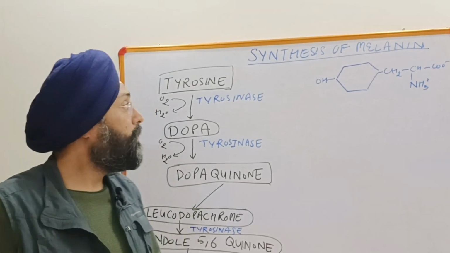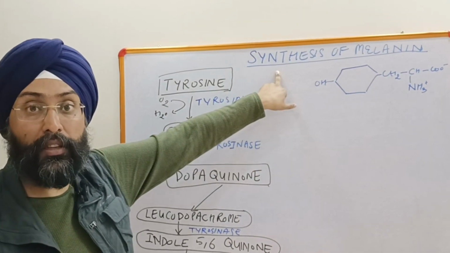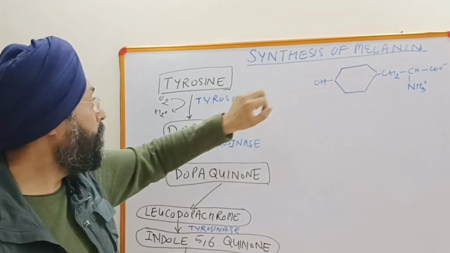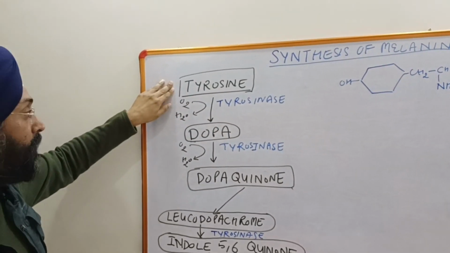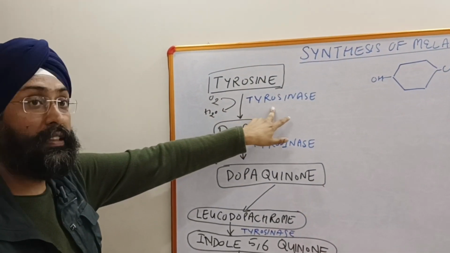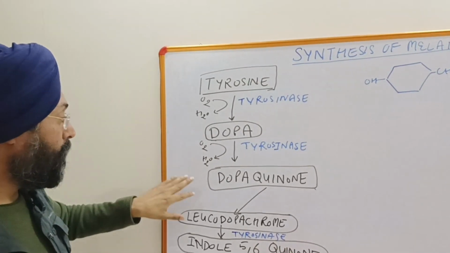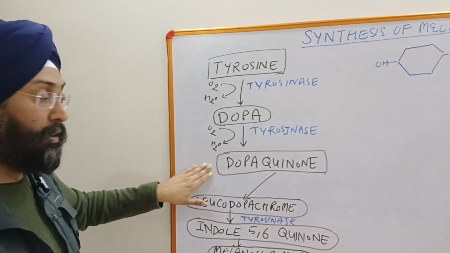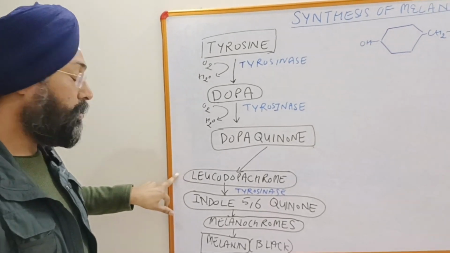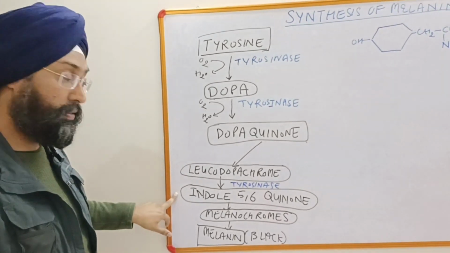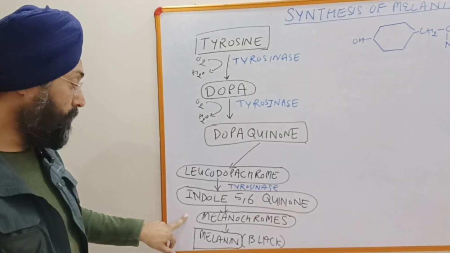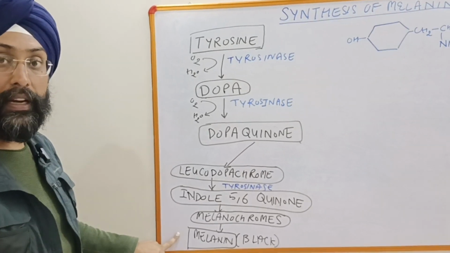Now we will start with the synthesis of melanin, the first product of phenylalanine metabolism. First of all, we have tyrosine. Tyrosine undergoes the tyrosinase reaction to form dopa. Dopa is finally converted to dopaquinone, and dopaquinone is converted to leukodopachrome, then indole 5,6 quinone, then melanochromes, and finally black pigment, that is melanin.